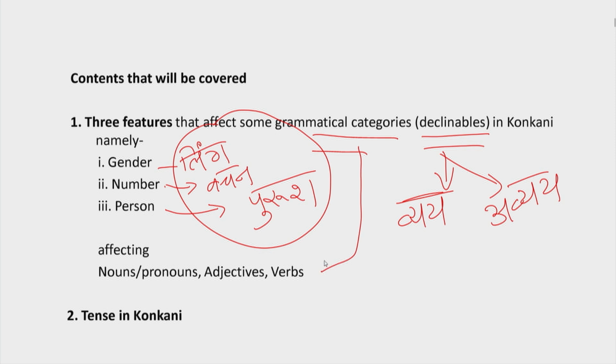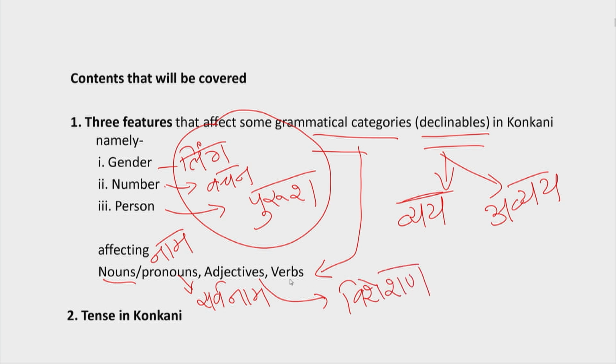For example, the nouns or naam, pronouns or sarvanam, adjectives, visheshan, and verbs, kriyapad. In the next lectures, I'll be talking about tense in Konkani.